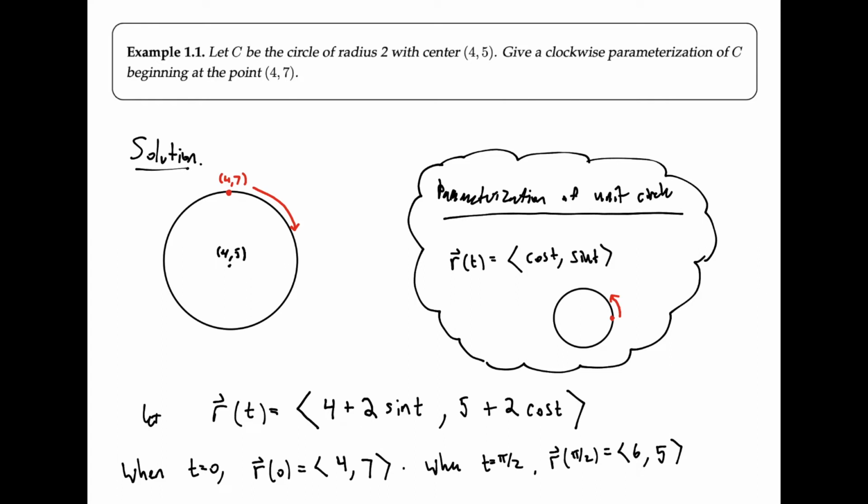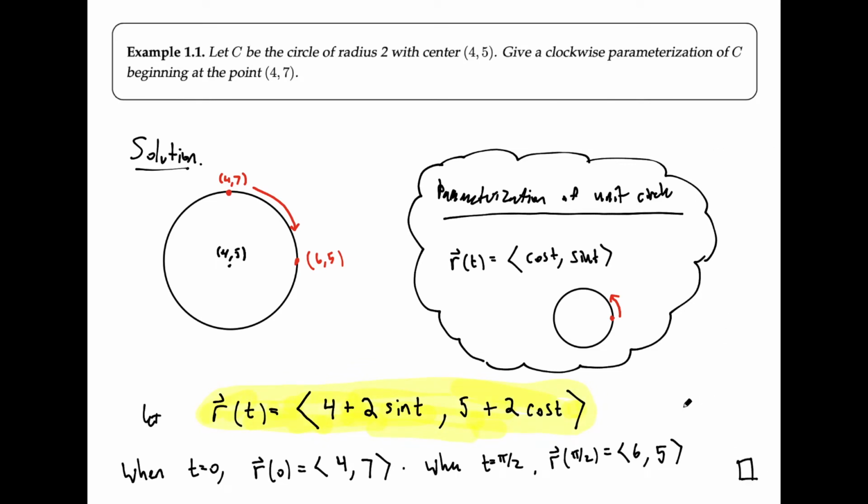And that point, where is this on the circle? That's right here. This is the point (6, 5). So this indicates that we're traveling in the correct direction, which is clockwise. And there you go. So there's our parameterization, and we're done.